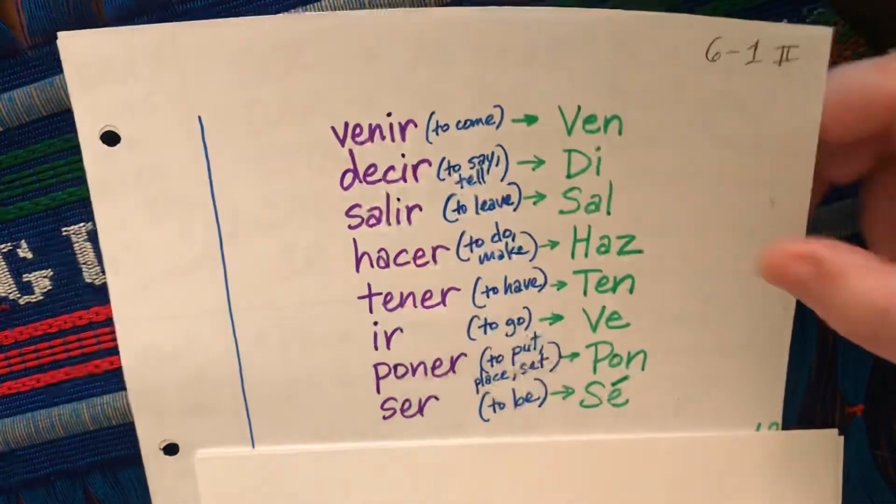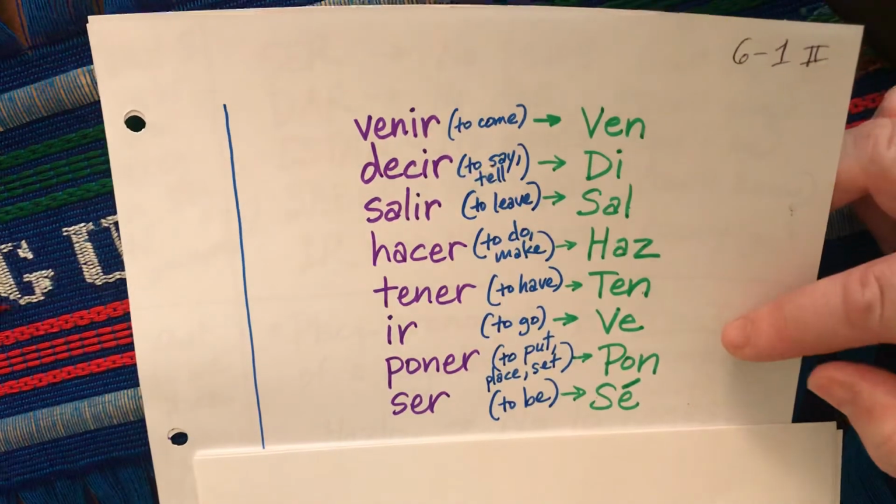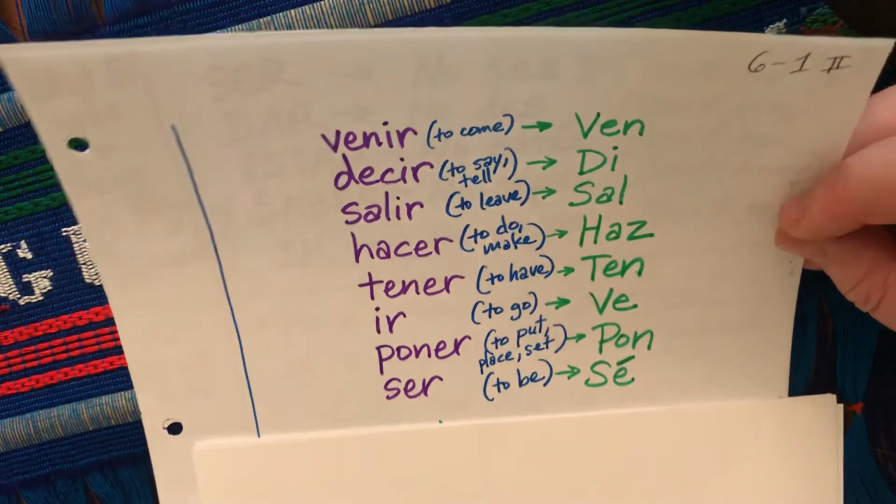So those are your irregulars. You want to memorize those. Ven, di, sal, haz, ten, ve, pon, and sé are the forms. And I do have a handy way to remember that.